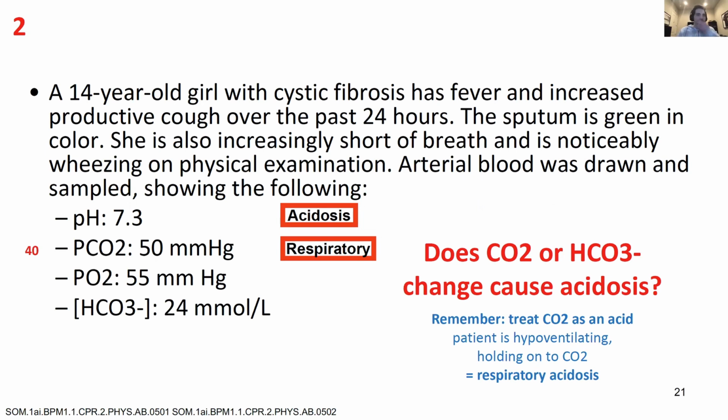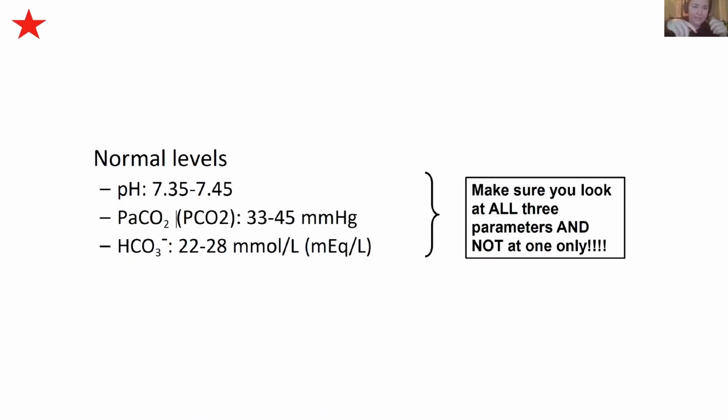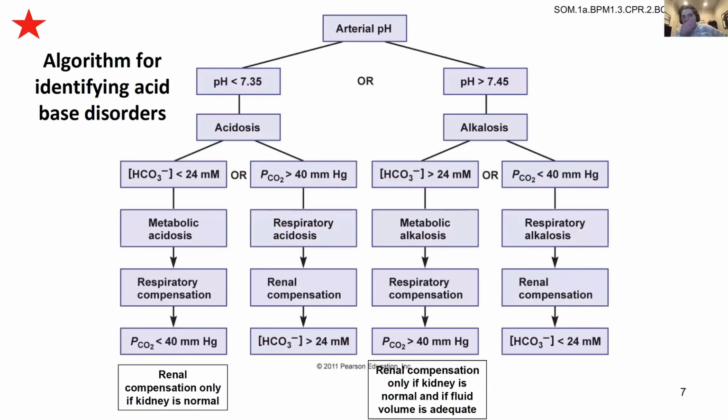When you do these questions, I highly, highly recommend using a flow chart, and I recommend copying a flow chart, so you're writing it down. Because step one is what is the pH? And then step two, it's acidosis. It's okay, respiratory versus metabolic.